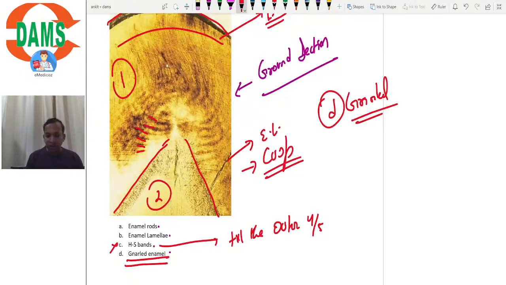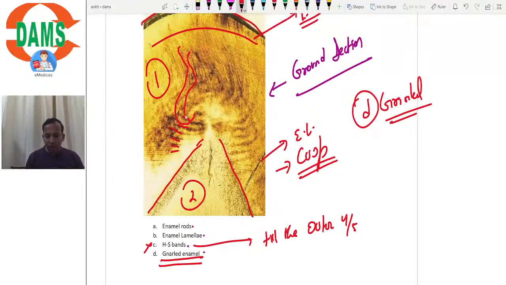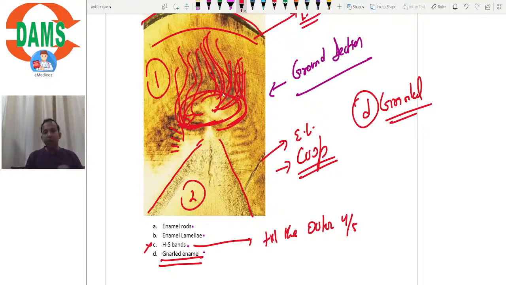gnarled enamel. You can see here that the enamel rods are all curved, they are bending, and they are forming a sort of knot-like structure here. And hence the name gnarled enamel.